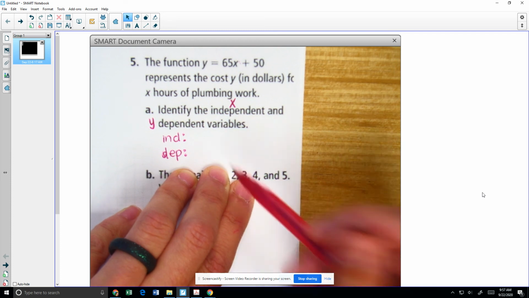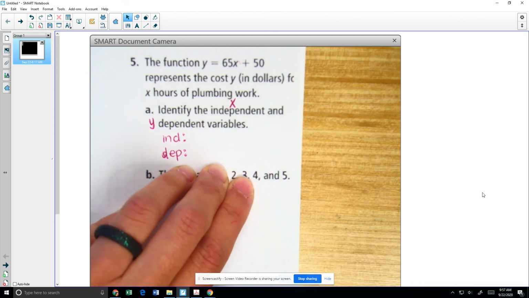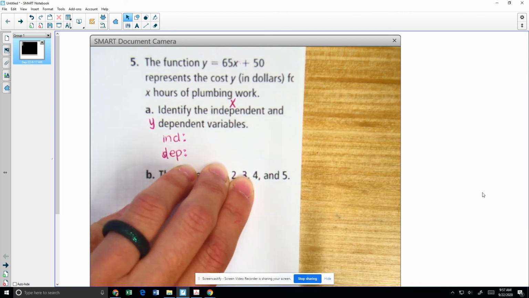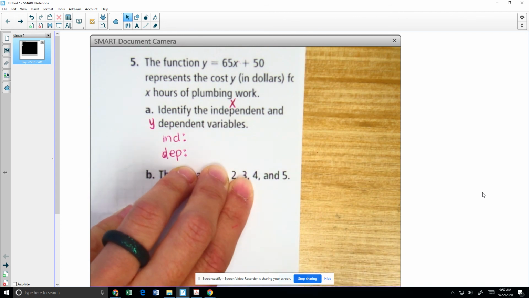So can someone raise their hand if they know what word does the letter X stand for? Kip, what do you think? Independent? Right. So what word in this problem does X stand for?